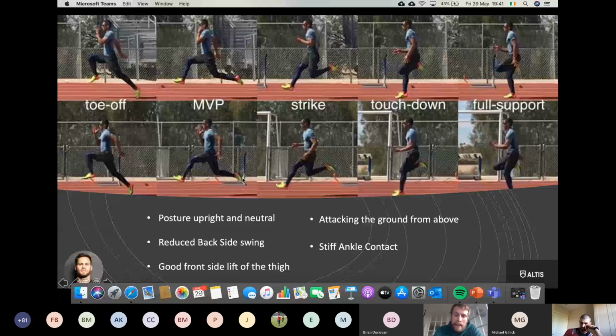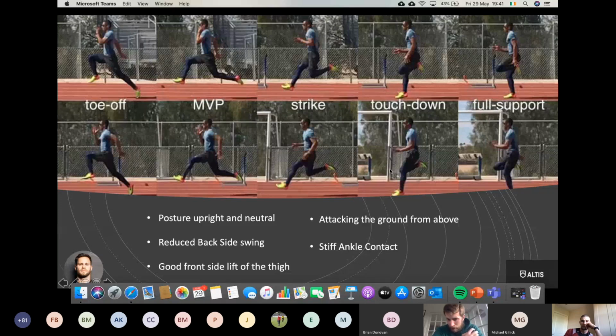To see that, it'll affect our front side. If there's a lack of knee drive, check what's happening behind. When we're sprinting in that upright neutral position, we're looking for that knee drive, that punch forward just slightly in front of the hip.